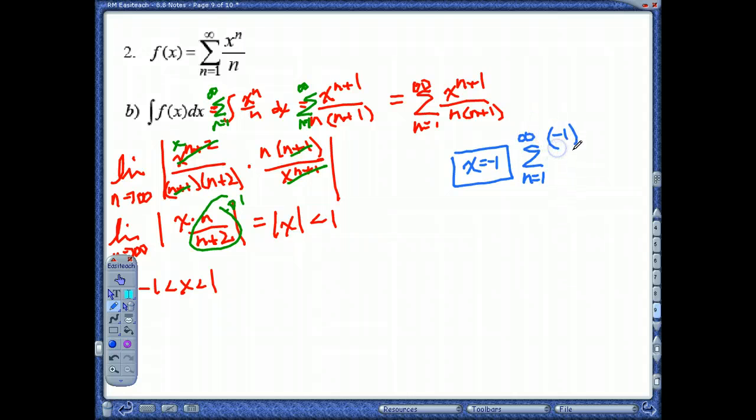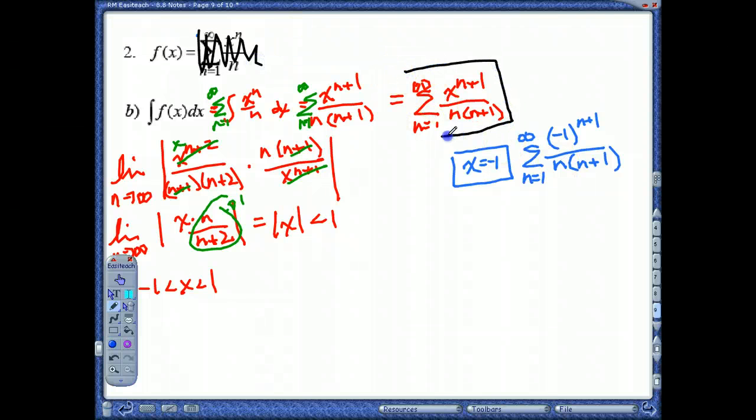-1 to the n plus 1 over, and then we've got n times n plus 1. Apologize for the break. I almost tried to put it back in this original, so let's take that out of the picture so I don't look at that again. No, we want to put it back up in here because we are trying to find out where the integral of f converges. So this is the function we're using to put our -1 in there.